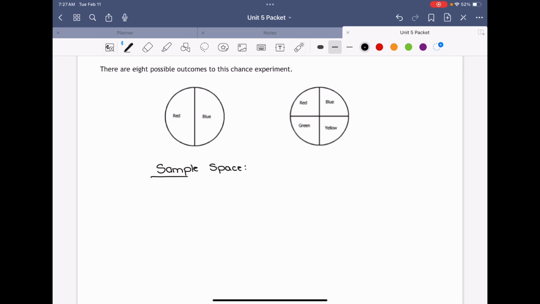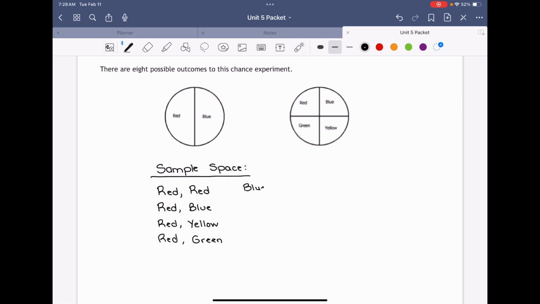So remember, we're going to start with all of our possible options for the first one. So for first spin, I could get red. And then on the second spin, I could get red again. I could get red on my first spin, but instead I could get blue on the second spin. Red, then yellow, red, then green. So if I don't spin red first, I could spin blue.